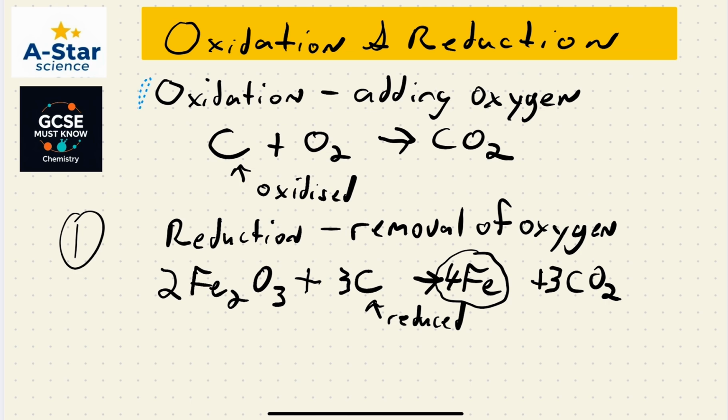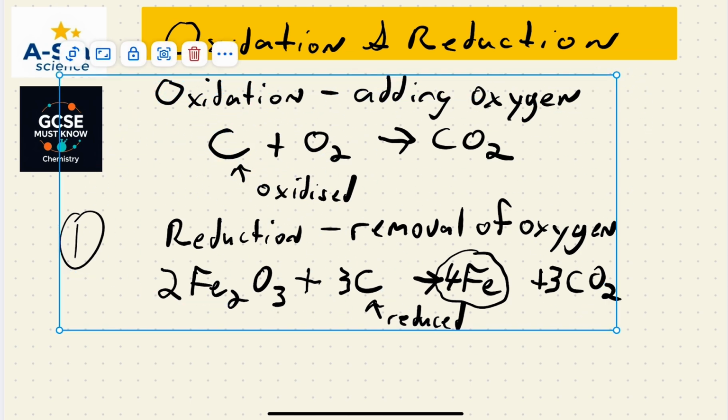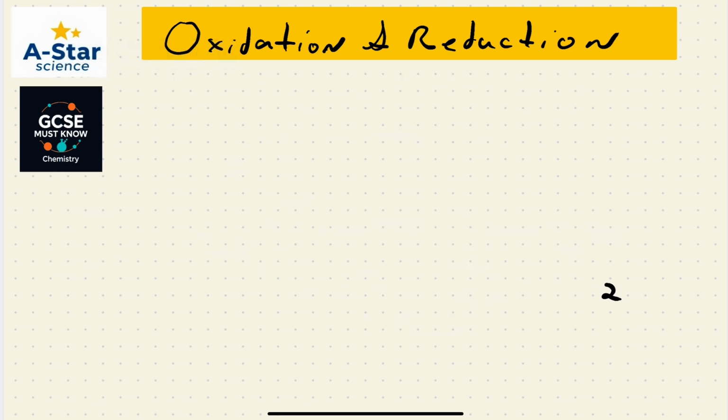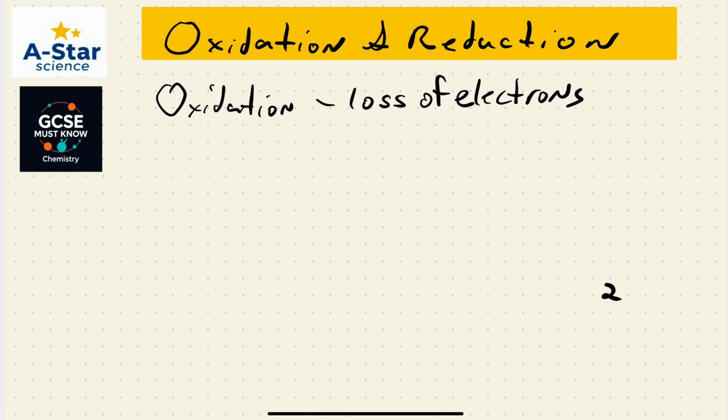There's another definition that's really important as well in chemistry for oxidation and reduction. Let's talk about that now. So oxidation can also stand for the loss of electrons. Oxidation can stand for the loss of electrons. And we often see this in a little acronym, which I'll introduce a bit later. And reduction stands for the gain of electrons.